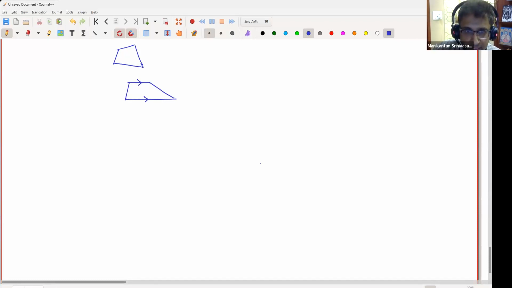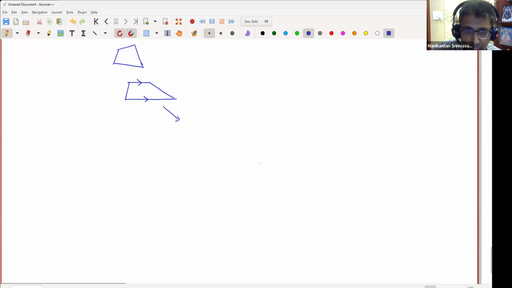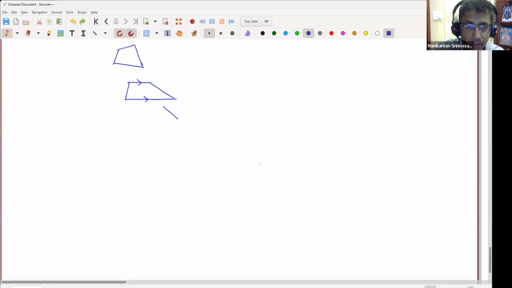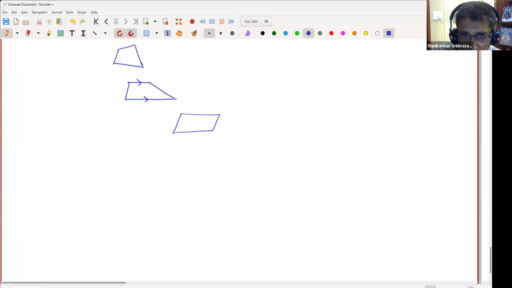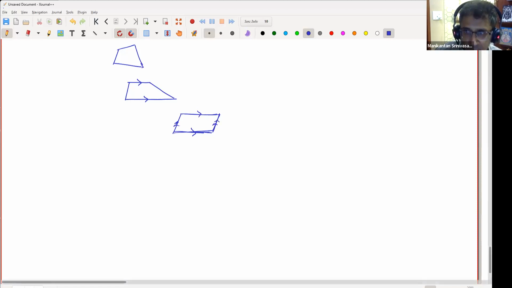So if the second pair also happens to be parallel, right? So if I have to draw a family diagram, the second pair also happens to be parallel, then you get a parallelogram. So parallelogram is a special trapezium, right? This is also parallel. This is also parallel. Parallelogram is a special trapezium.